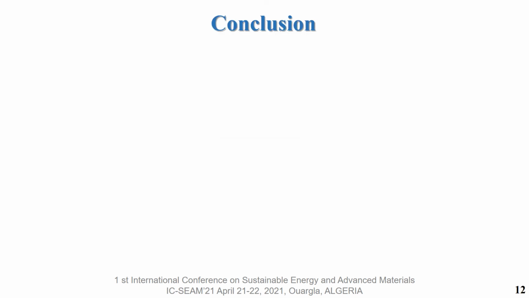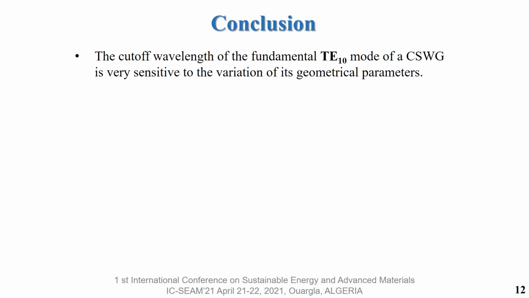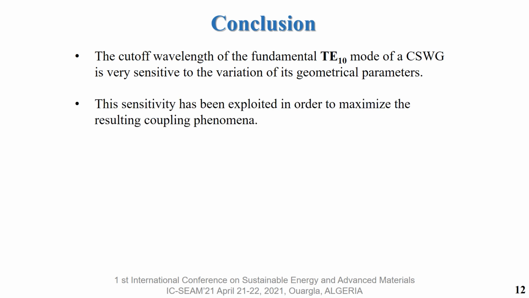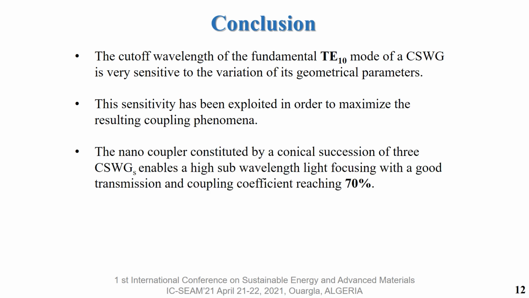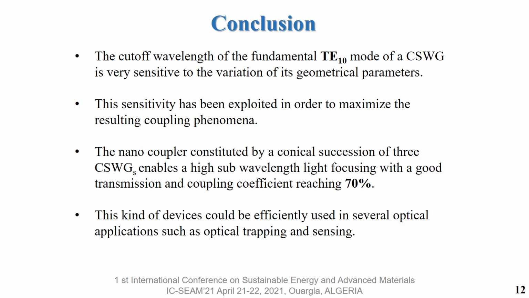So, until here, we can deduce that the cutoff wavelength of the fundamental TE10 mode of a C-shaped waveguide is very sensitive to the variation of its geometrical parameters. This sensitivity has been exploited in order to maximize the resulting coupling phenomena. The nanocoupler, constructed by a conical succession of three C-shaped waveguides, enables a high subwavelength light focusing with a good transmission and coupling coefficients reaching 70%. So, this kind of devices could be efficiently used in several optical applications such as optical trapping and sensing.